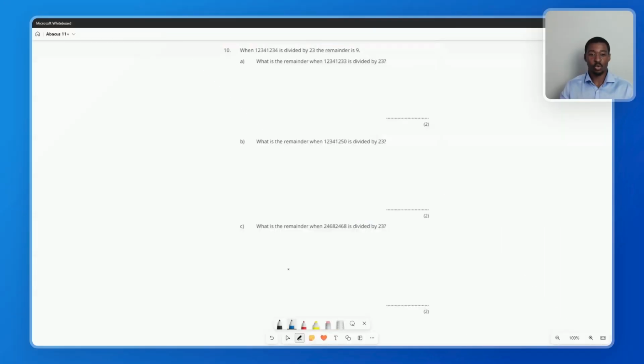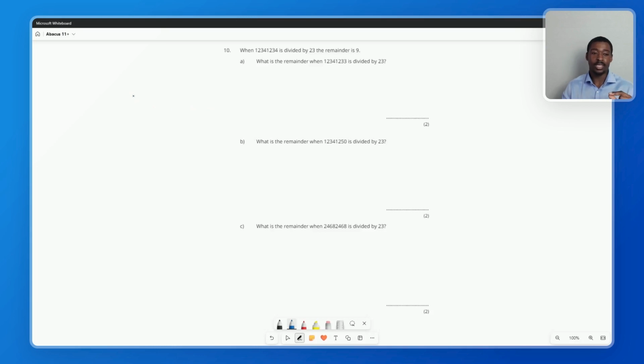Okay, so here for this question, we're told that 1234 is divided by 23, and the remainder is 9. So part A, what is the remainder when 1233 is divided by 23? So here we need to understand the concept of remainders and what remainders actually mean. And it's from that understanding that we can confidently answer this question.